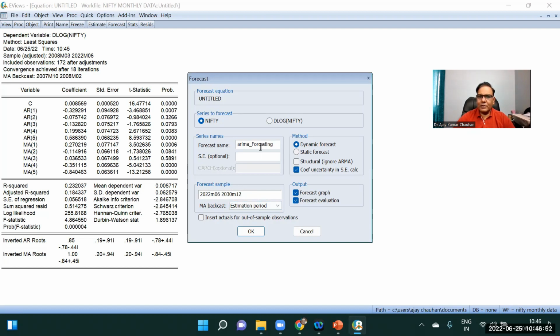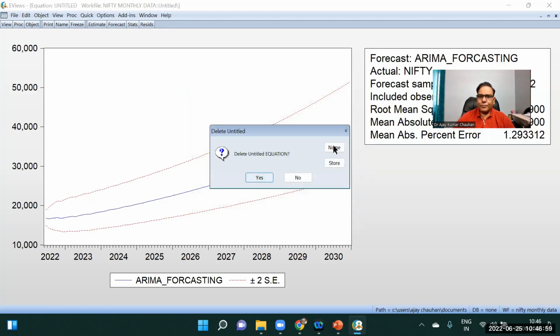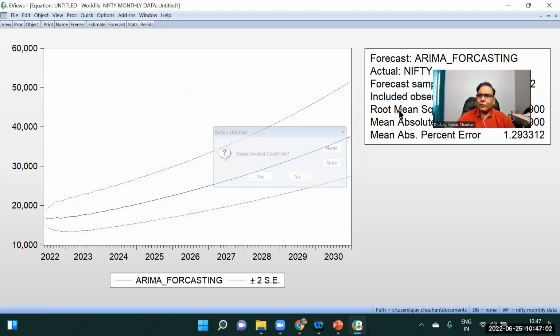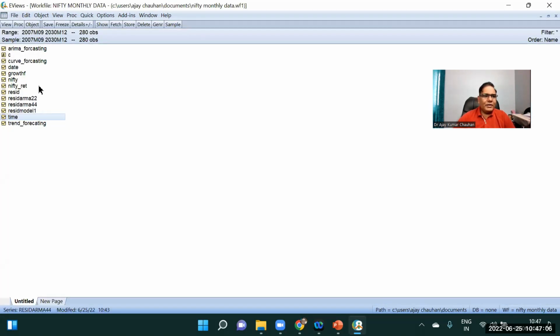Okay. And now I want to show you the forecasted values. So we are having the ARIMA forecasting now. This is ARIMA forecasting. This is Nifty. And we can go for open as a group.